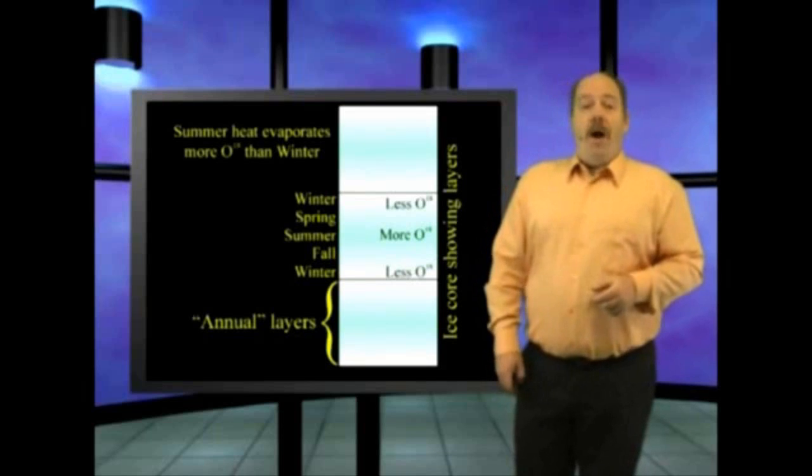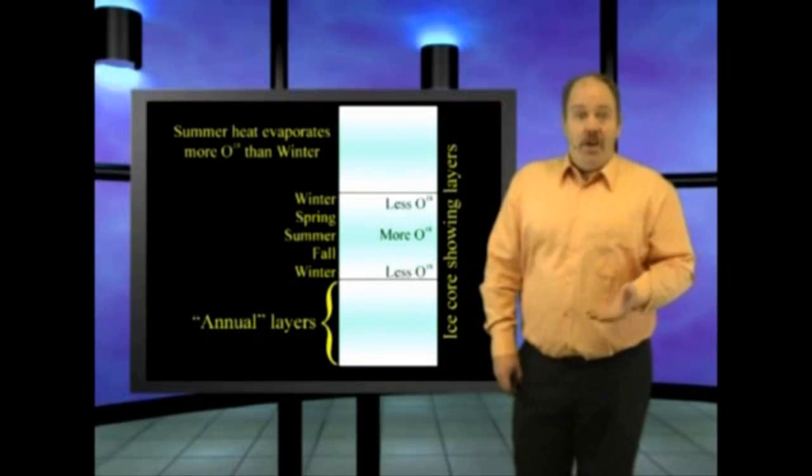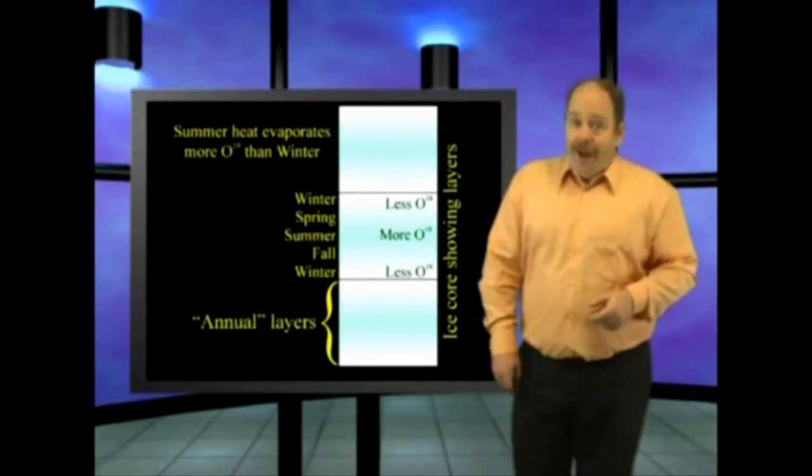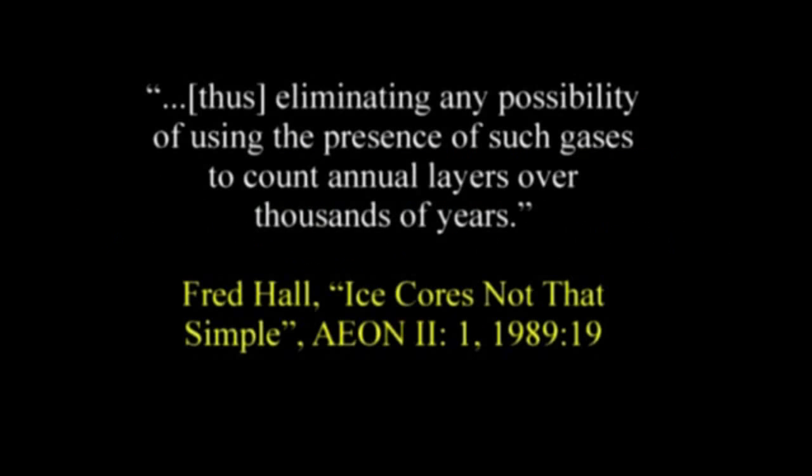Those who believe in deep time believe it takes hundreds to thousands of years to compress snow and ice granules into solid ice. And thus, as Fred Hall wrote way back in 1989, eliminating any possibility of using the presence of such gases to count annual layers over thousands of years.